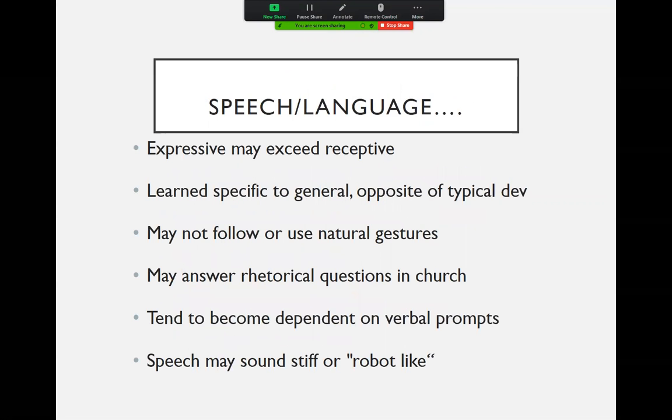Some of the speech and language issues that we see and that we work with a lot is their expressive language may exceed their receptive language. You may have an individual who can tell you all kinds of things, but may not understand what you're saying to them at the same level they're able to express their own language. And that becomes misconstrued a lot of times, that they're not paying attention, or that they're deliberately not doing what you're asking them to do. They may just not understand what you're telling them to do.